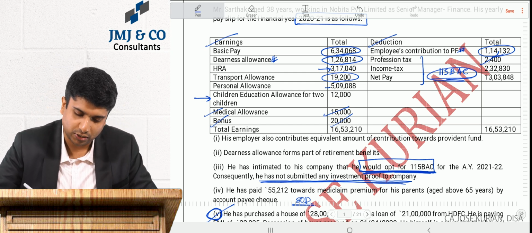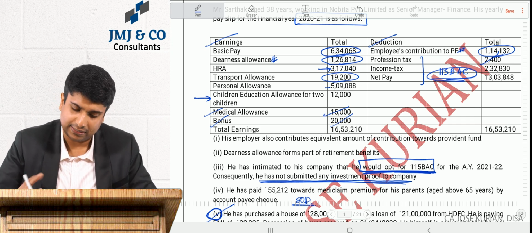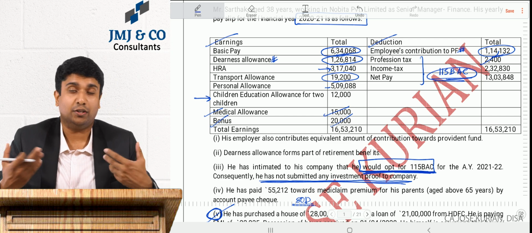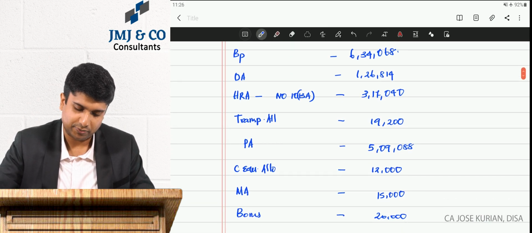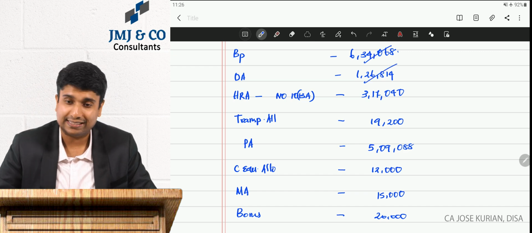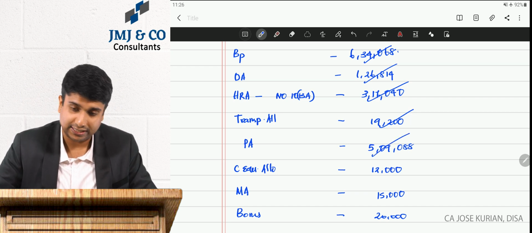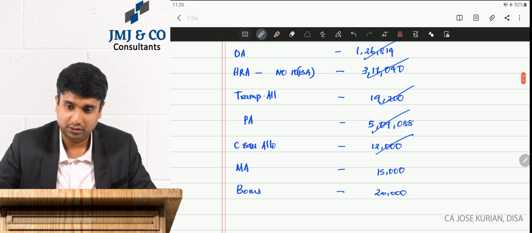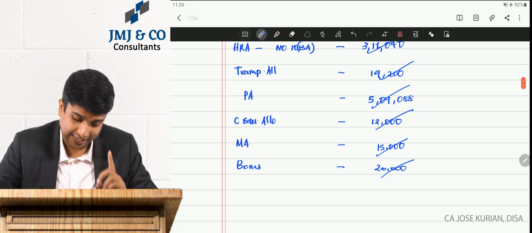So you cannot claim that 2,400 as an exemption. And income tax paid, in no case can you claim it as a deduction. I think we have done with these items. So 6,34,068 plus 1,26,814 plus 3,17,040 plus 19,200 plus 5,09,088 plus 12,000 plus 15,000 plus 20,000, and there is one more item remaining.